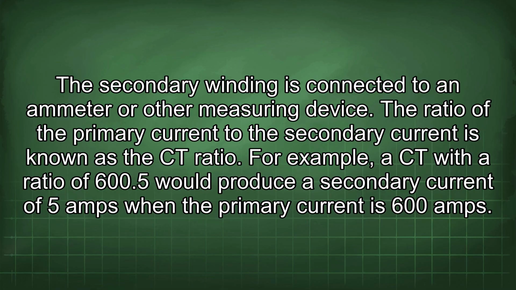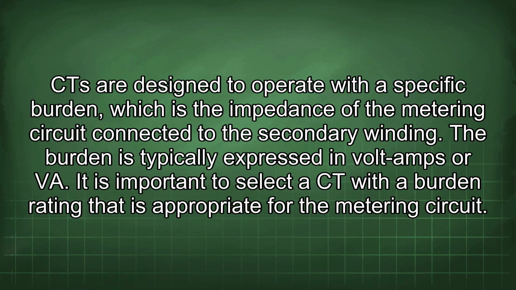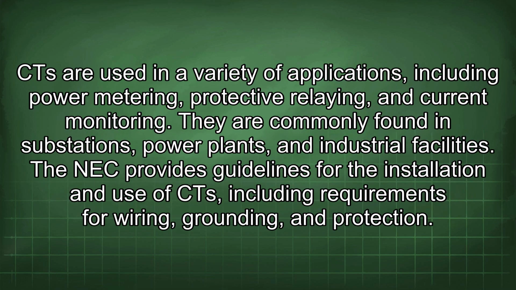current is 600 amps. CTs are designed to operate with a specific burden, which is the impedance of the metering circuit connected to the secondary winding. The burden is typically expressed in volt-amps or VA. It is important to select a CT with a burden rating that is appropriate for the metering circuit. CTs are used in a variety of applications, including power metering, protective relaying, and current monitoring. They are commonly found in substations, power plants, and industrial facilities.